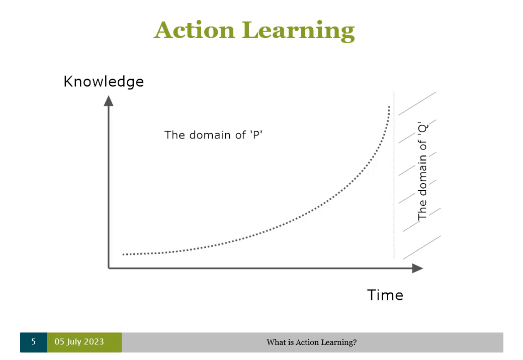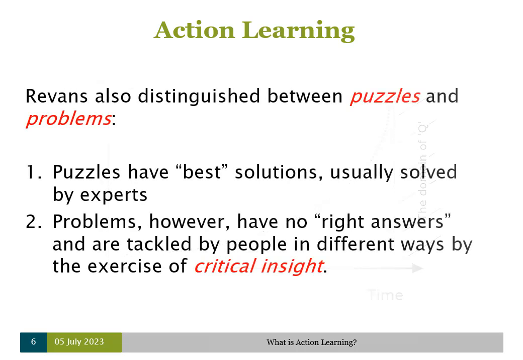The domain of P, or programmed knowledge, is on the left of this diagram. The domain of Q, or questioning insight, is the shaded area on the right of the diagram, where we are working at the frontier of our knowledge and experience. Here, insightful questions help us to unravel our next step.